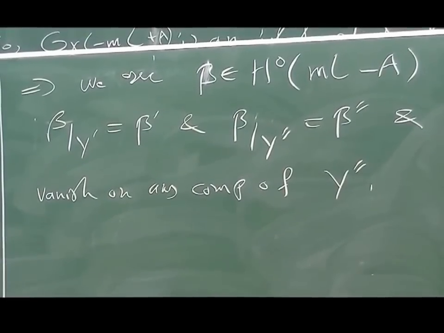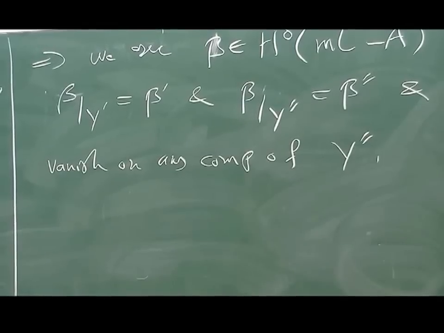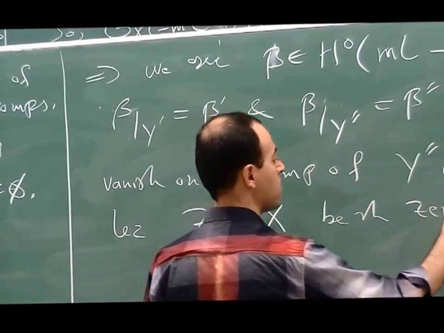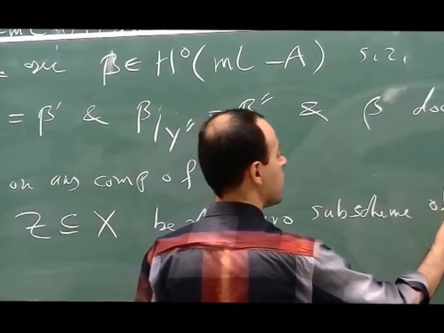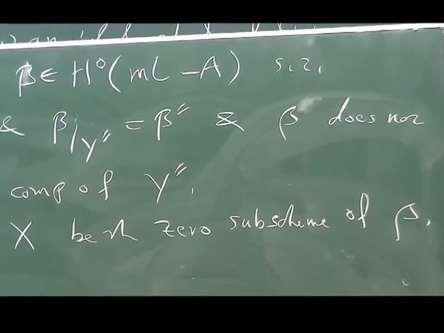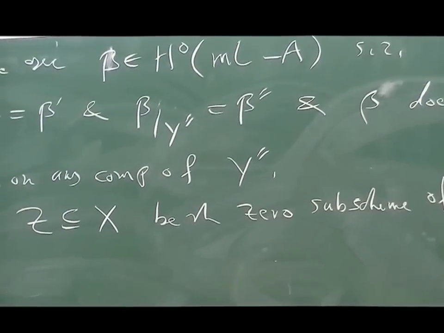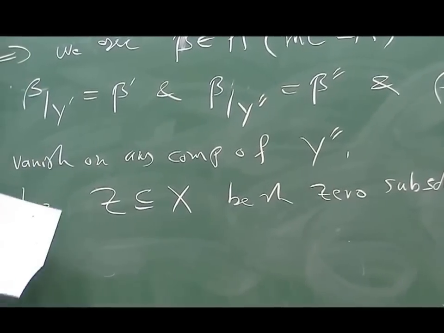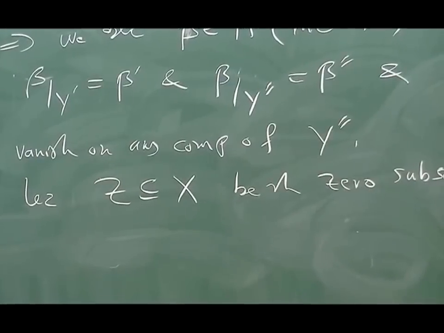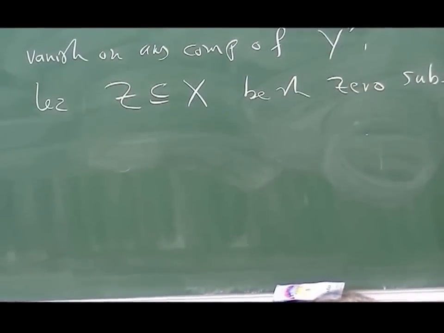Now, again, because the scheme is reduced and so on, we can, well, even if it is not reduced, you can always define the zero locus of this section. So let Z inside X be the zero subscheme of beta. So you can think of it exactly as before. The beta gives you a morphism from OX to OM L minus A, and then you multiply with minus L plus A, and so on. So you can think of it the same way. Or you could just imagine that where this beta vanishes will be the point exactly.